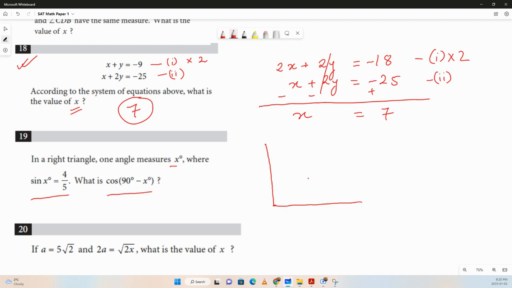Okay, so one angle measure is x. We'll draw the triangle here. Let's put this as x. What is sine of x? Sine of x is opposite over hypotenuse. So this is the hypotenuse, this is the opposite, and this is the adjacent, with respect to x. So opposite over hypotenuse, right?